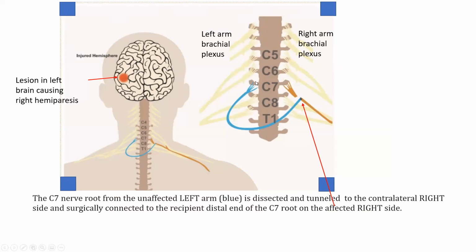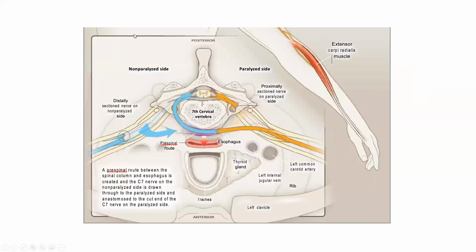And here's another look at that. We're going C7 transfer over to the affected right side. And how do they do it? It's not done with mirrors. It's really pretty amazing to me. But they take that cut non-paralyzed root and they slip it behind the esophagus and in front of the vertebral column. And so they go through this route over here, then they suture it together, they anastomose it, and now you have the unaffected C7 root transferred into the affected side.